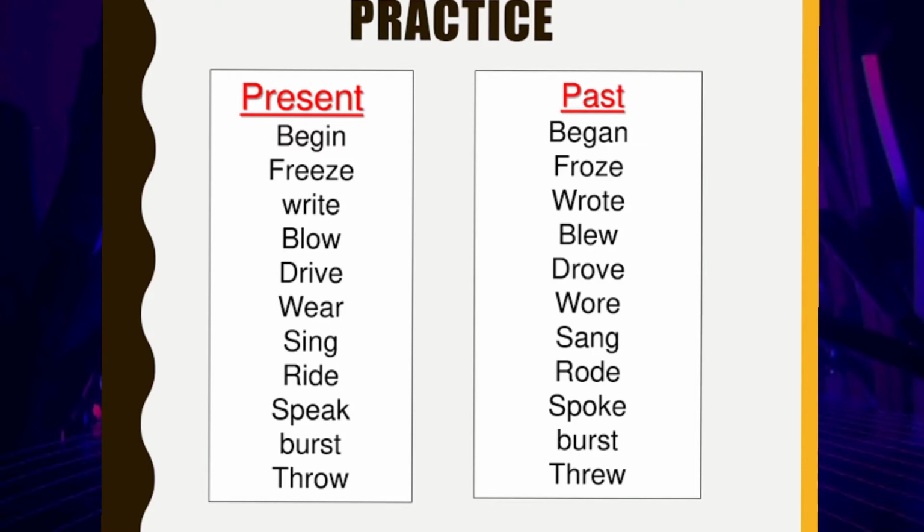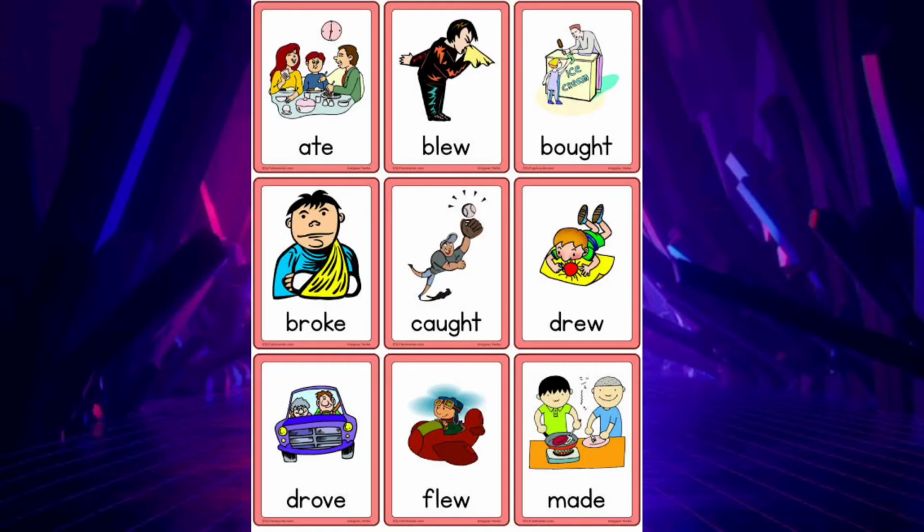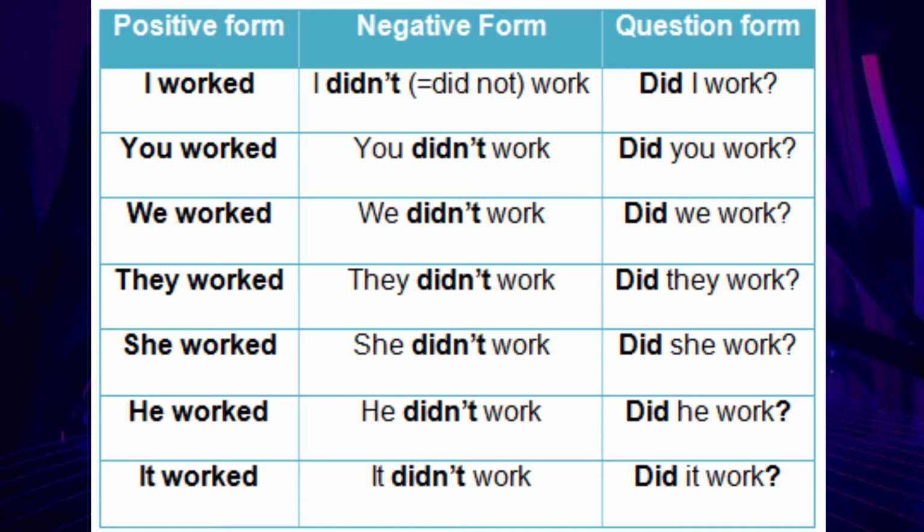And here are the irregular verbs, the verbs that change completely or remain the same. We have many verbs here like sing, sang, wear, wore, drive, drove, burst, burst, okay? Here are some irregular verbs. Can you guess their base form? The form of the past simple.